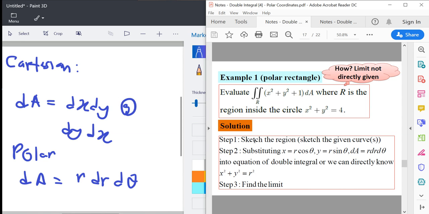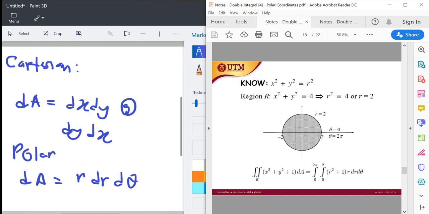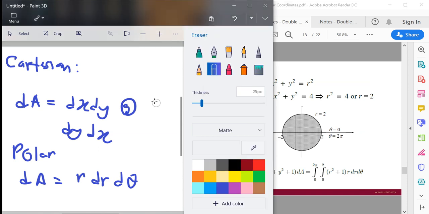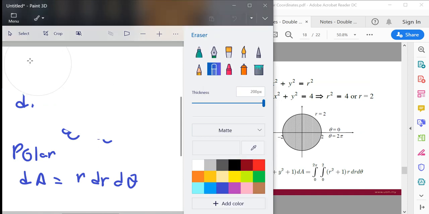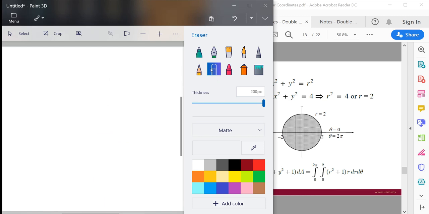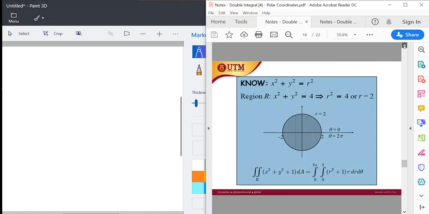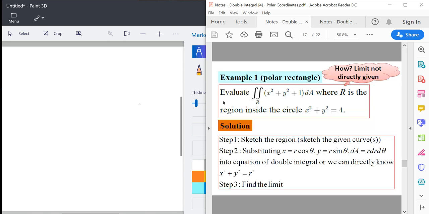So we know that x equal to r cos theta, and y equal to r sin theta. So let's take a look at this one. Let me clean this first. Okay, let's take a look. How do we change this one?